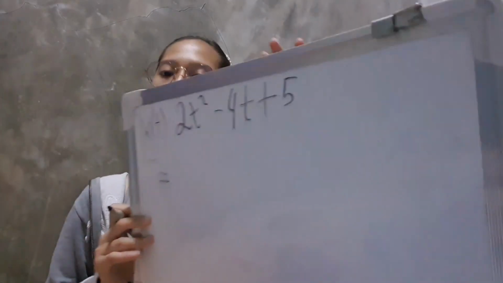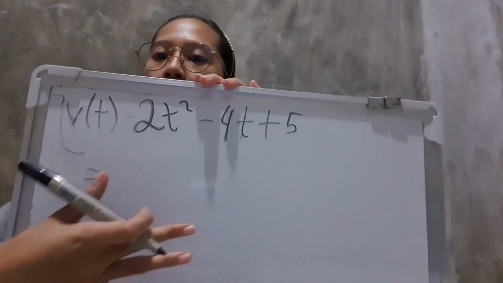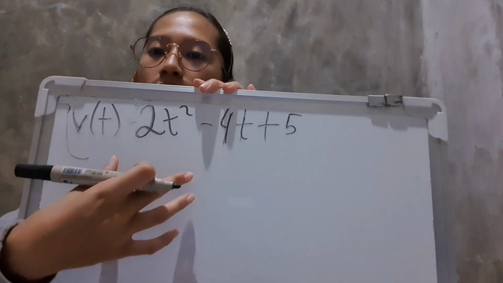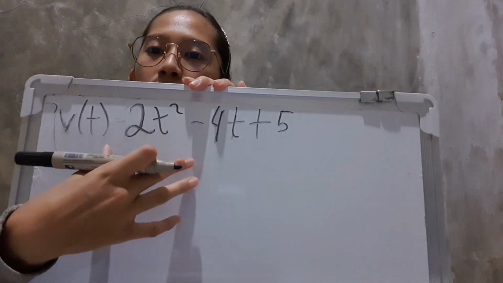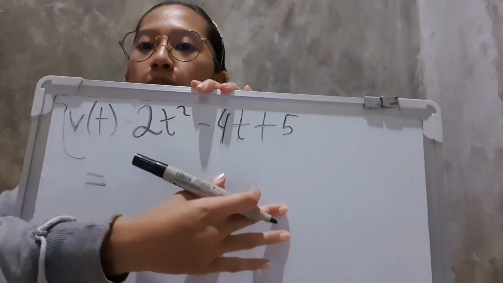A car's velocity is given by the function v(t) equals 2t squared minus 4t plus 5, where t represents time in seconds. Find the equation for the car's position. To find the position equation, we need to integrate the velocity function v(t). Let's now apply the antiderivative formula we just learned. Similar to what we did earlier, we're just going to find the antiderivative of each of these terms using the power rule.